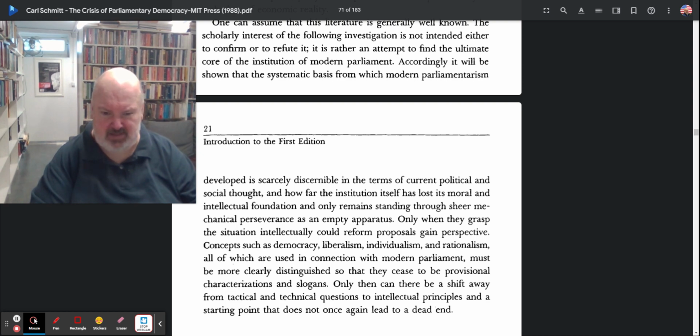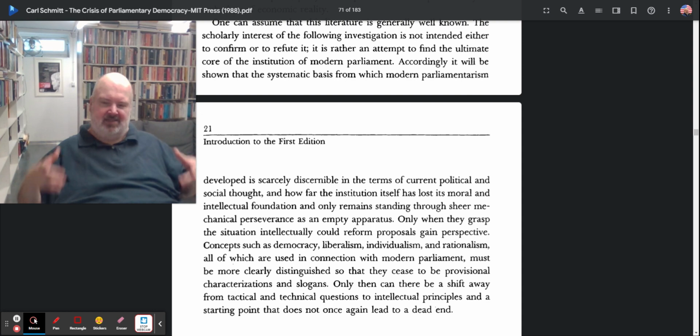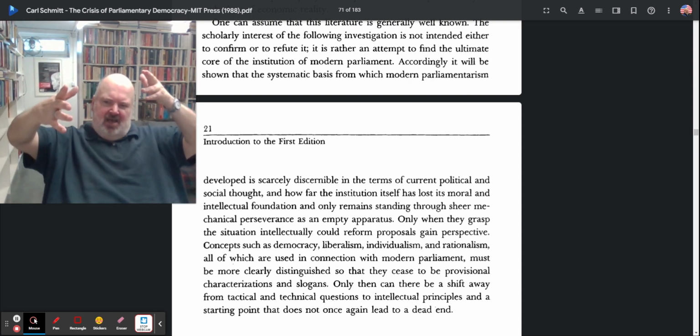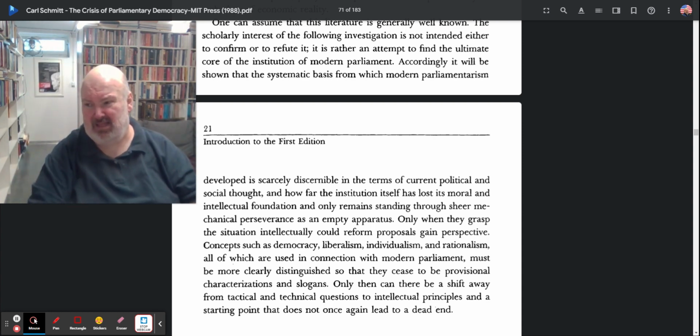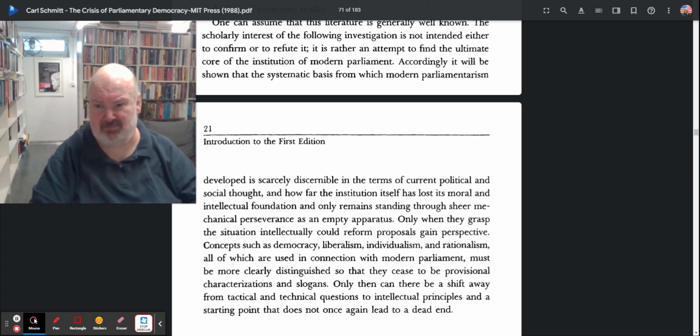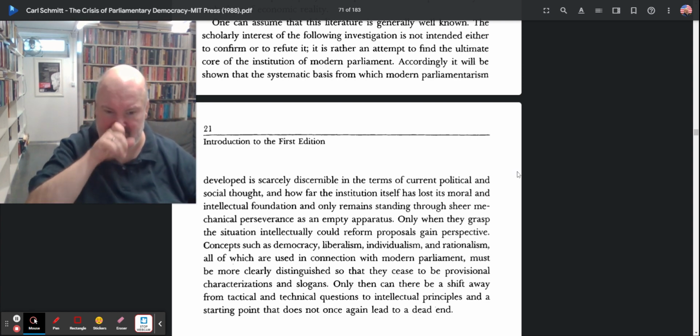But he says it's only surviving, it's only continuing by its... He says that the institution itself lost its moral and intellectual foundation. So there's no intellectual moral foundation anymore for it. Rather, it's only standing by the sheer mechanical preservation of an empty apparatus. The institutional structure is still there, and the mechanism of it is working, even though its soul and its rationale have been shown to be not valid, right?